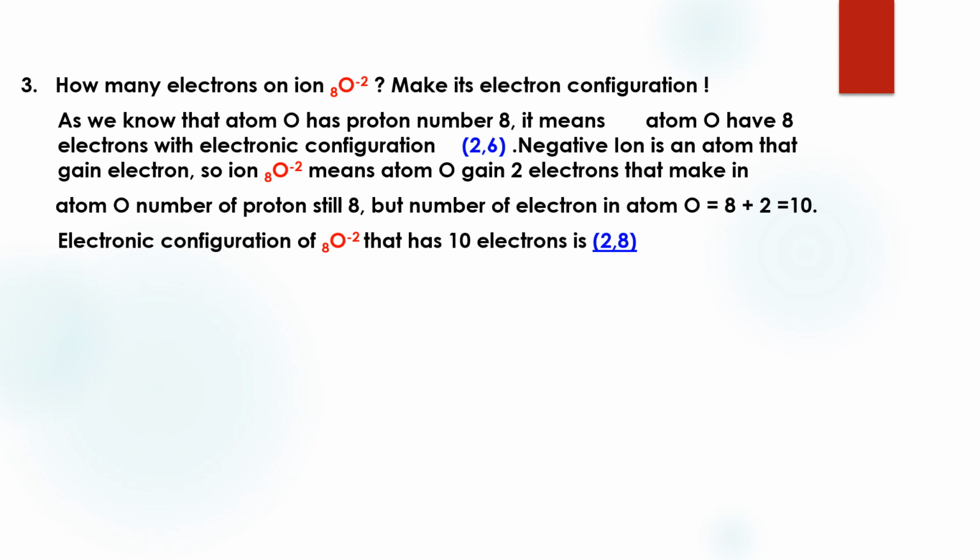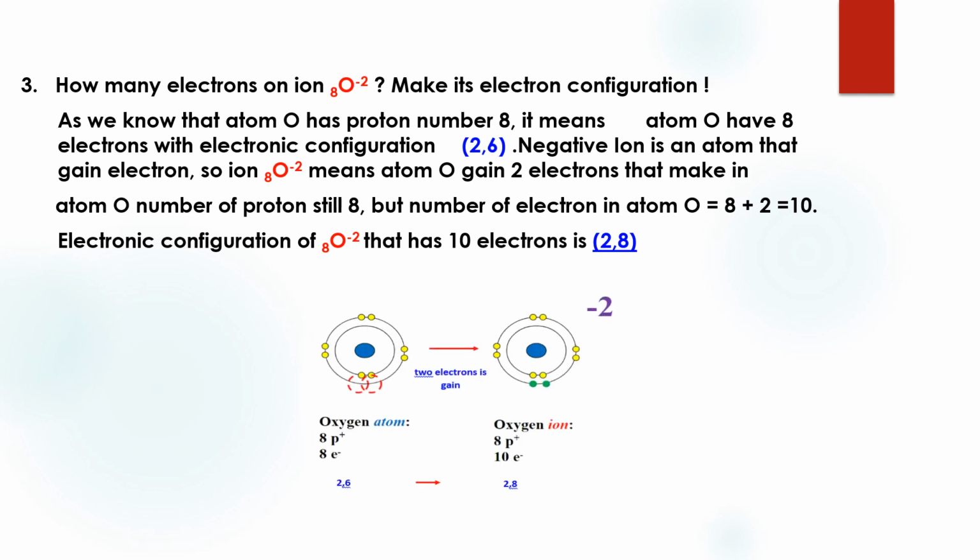The process can be seen in the figure below. First, the oxygen atom has electronic configuration 2, 6. To make the second shell stable, it gains 2 electrons. So the oxygen atom becomes an oxygen ion and the electronic configuration becomes 2, 8.